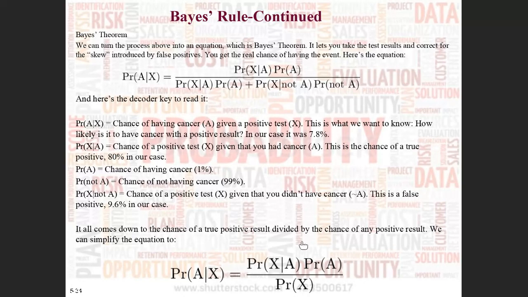So what it comes down to is the chance of a true positive result divided by the chance of any positive results. And you can simplify the equation to the following. The probability of A given X equals the probability of X given A times the probability of A divided by the probability of X. What's important for you to understand is the logic that's involved in coming up with the theorem. You're going to have the formula. I don't expect you to memorize that. Okay? So I think people understand the logic. You can go over the example again. You have that to work with.